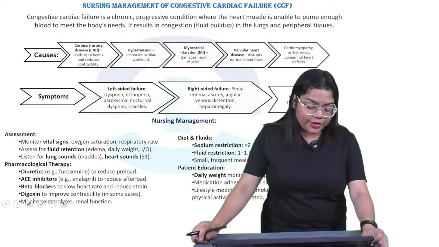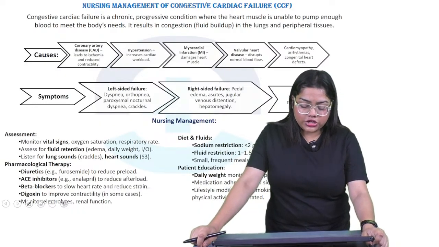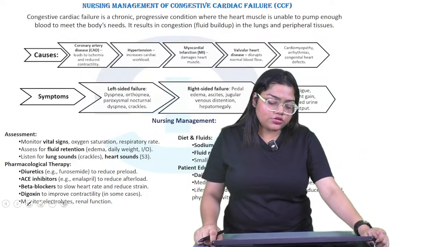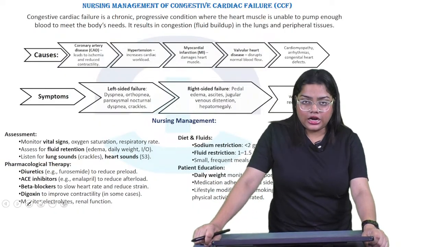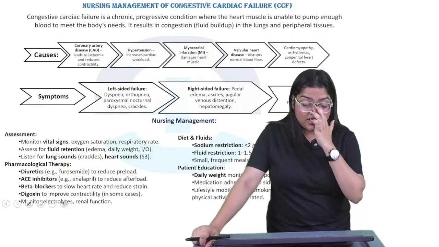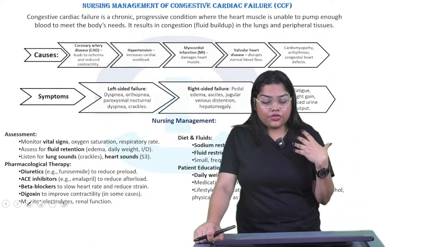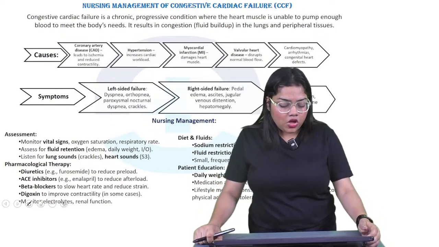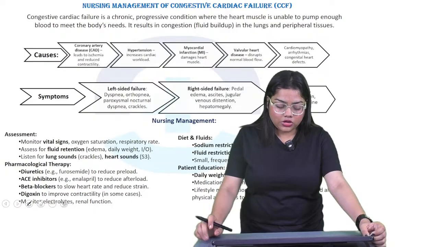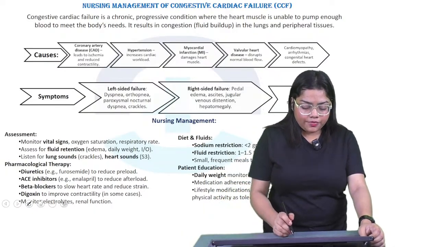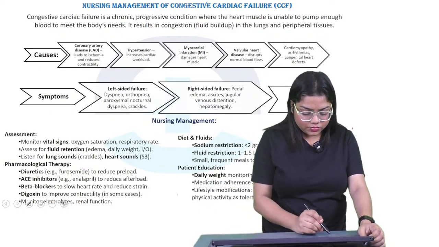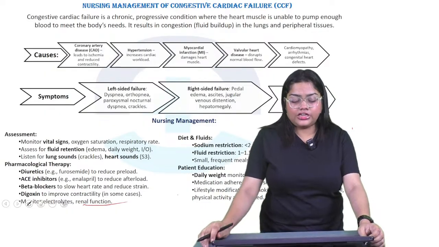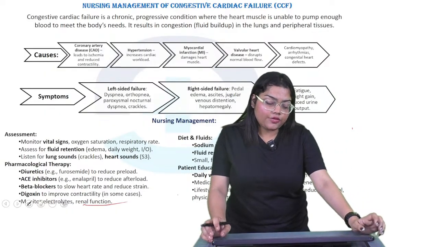Then pharmacological therapy includes diuretics, furosemide to reduce the preload, ACE inhibitors such as enalapril to reduce the afterload, and beta blockers to slow the heart rate and reduce the strain on the heart. The heart is straining because of excessive hypertension and all, so beta blockers will reduce that. Then digoxin, which will improve contractility in some cases, and monitor the electrolytes and renal function of the patient. That is under the pharmacological therapy.